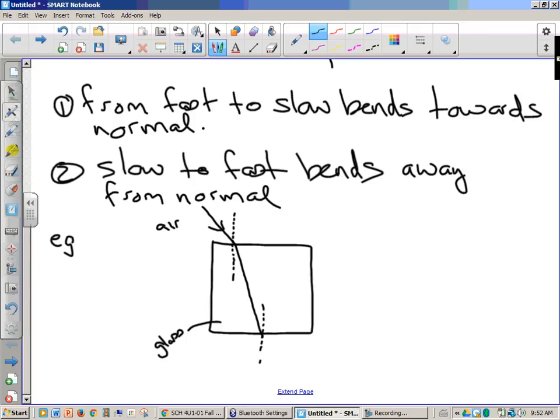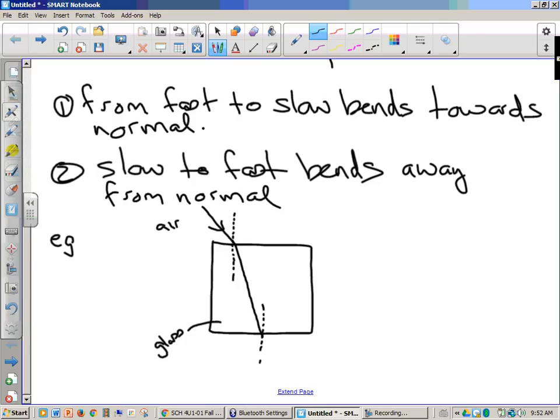We drew a second normal, and that's not a good normal. It's not even parallel to the first normal, but it's not bad. From glass back into the air, how should it bend? Away from the normal, because it's going faster.